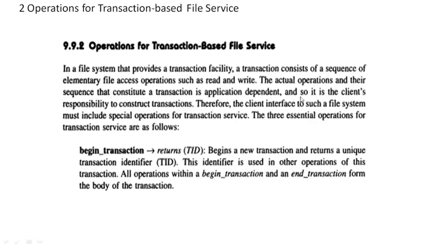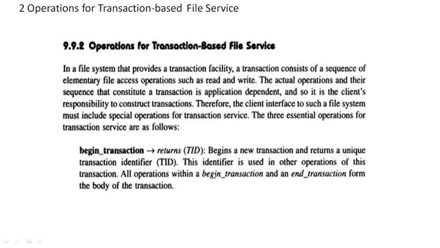The three essential operations for a transaction service are: the first one, begin transaction. It begins a new transaction and returns the transaction ID. Whenever we want to do any transaction, it comes under begin transaction. We have to start it, and it returns a unique transaction identifier. Like when we do any online transaction, we get one unique transaction ID. Here also it will give you a unique transaction identifier, TID. This identifier is used in other operations of this transaction.